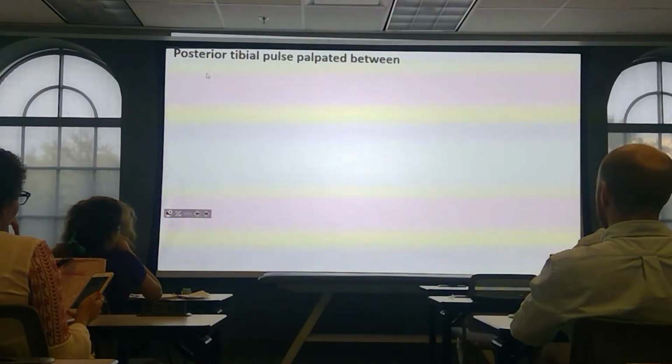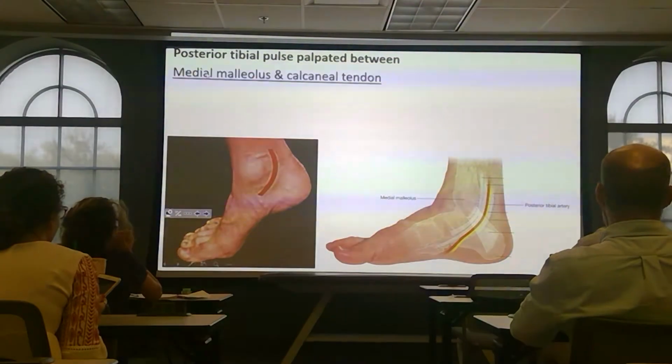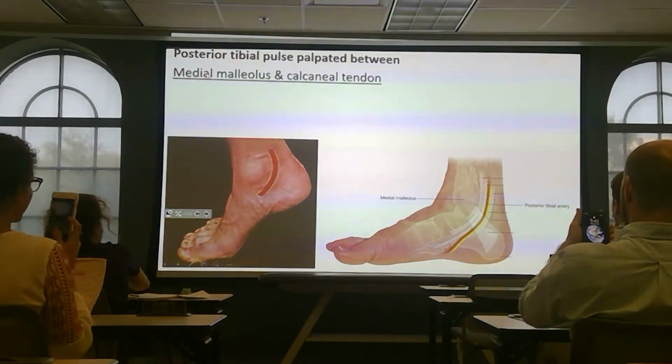The posterior tibial pulse is palpated between where? Medial malleolus and the calcaneal tendon.